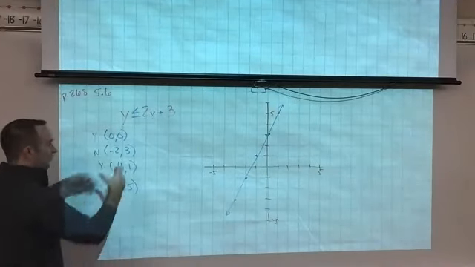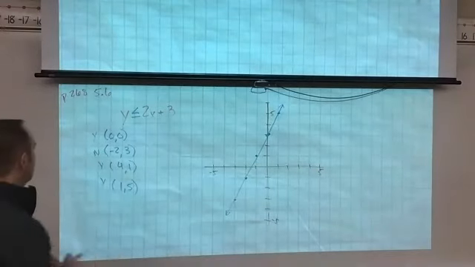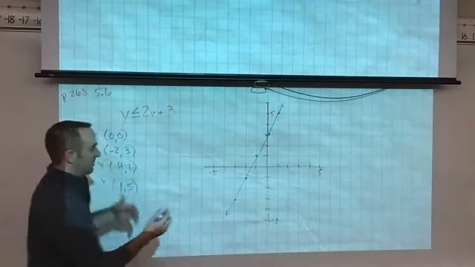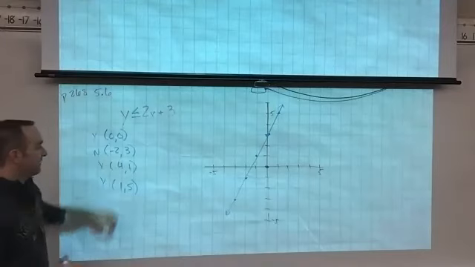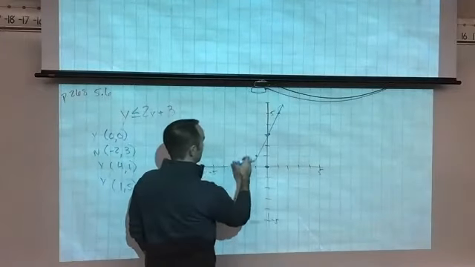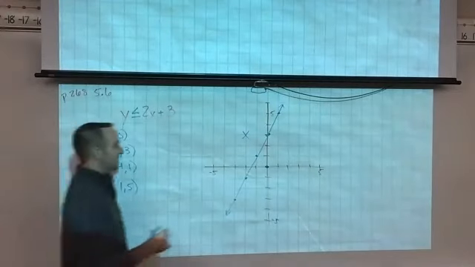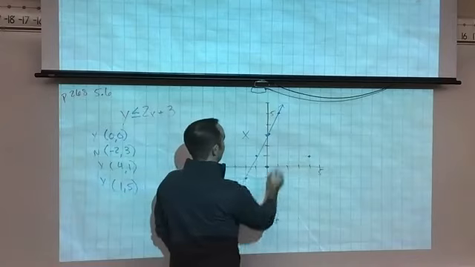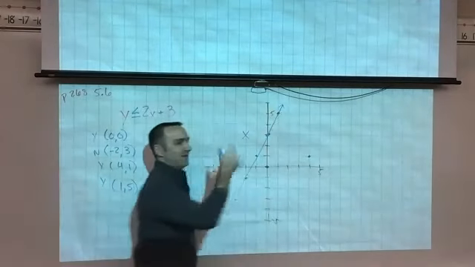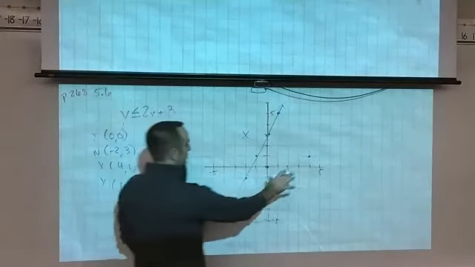What I want to look at is where on the graph are these located? Okay, so if 0, 0 is yes, I'm going to put a dot at 0, 0. That is a solution. Negative 2, 3 is not a solution. 4, 1 is a solution. And 1, 5 is a solution. Well, that one's on the line. That is a solution. Okay, so I've got a couple solutions over here.